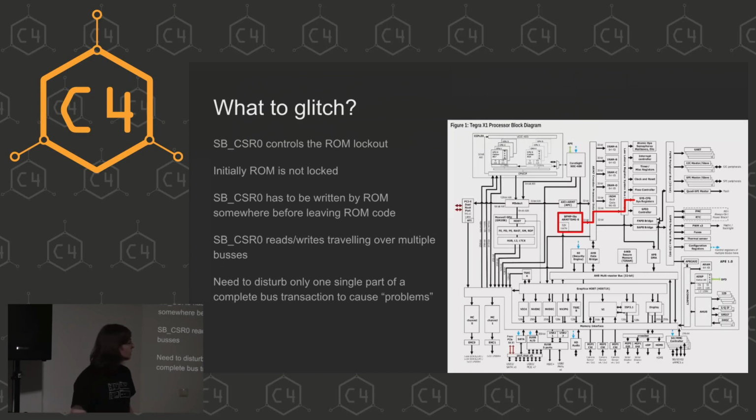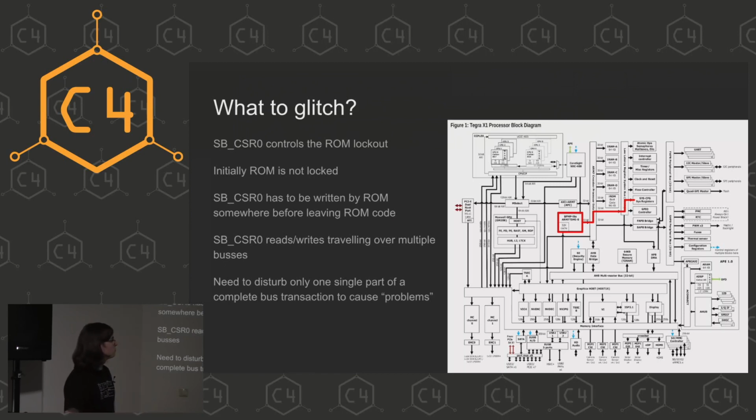So what should we glitch? We saw earlier that most likely that SBCSR0 thing controls the ROM lockout. And initially the ROM is not locked, so that's the state that we want to keep. So SBCSR0 has to be written by the ROM somewhere right before leaving the ROM code and jumping into our code. And the write to that register travels over multiple buses. I don't know if that register is exactly in this block here. I just assume it because it says system configuration system register, so it would make sense for it to be there.